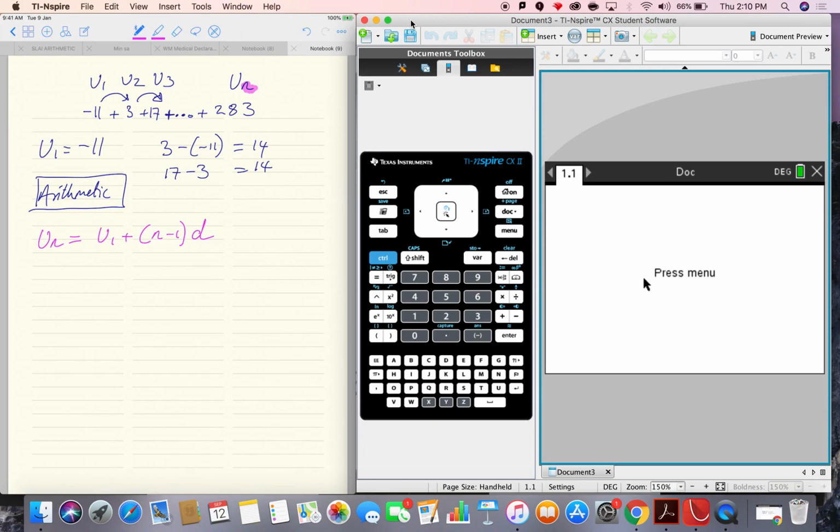Now just identify all the pieces that we've got here. We know that d is equal to 14. We know that u1, the first term, is negative 11. U of n, well, some people get confused and say we don't know what n is. No, but we know u of n, because u of n is this number here, the last term in the sequence, 283. And we get to this last one by starting at u1 and jumping up a certain amount of d's. That's what the formula represents. And n in here is basically what we're trying to find.